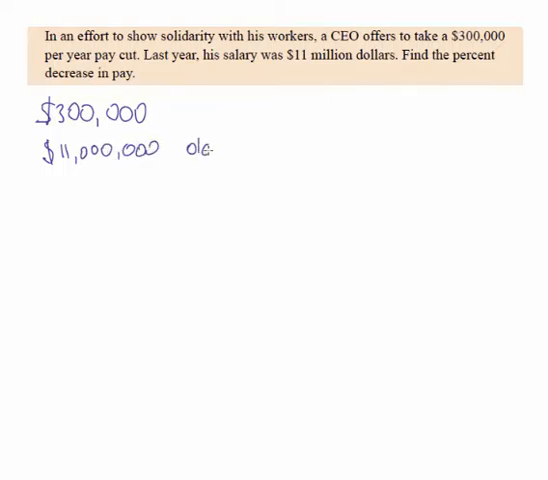So I'm going to call that old salary, because what we really want you to think about in terms of percent change is think of an original amount or an old amount and a new amount. So if he's taking a $300,000 pay cut and the old salary was $11 million, that makes his new salary $10,700,000.